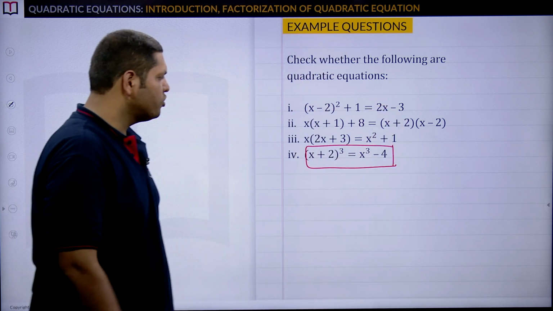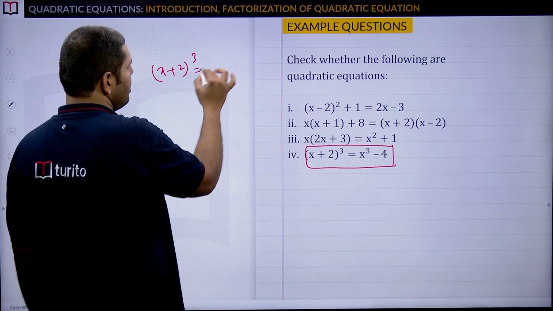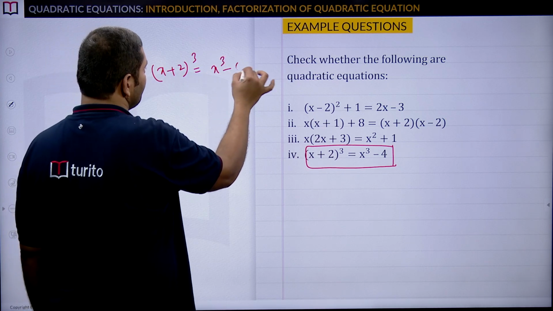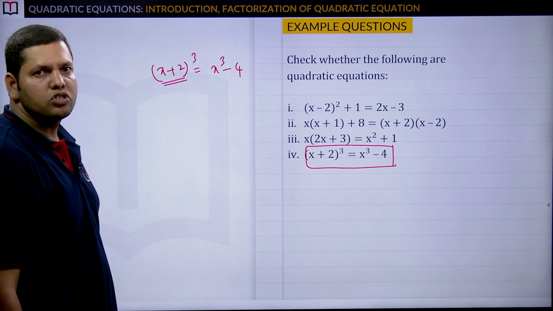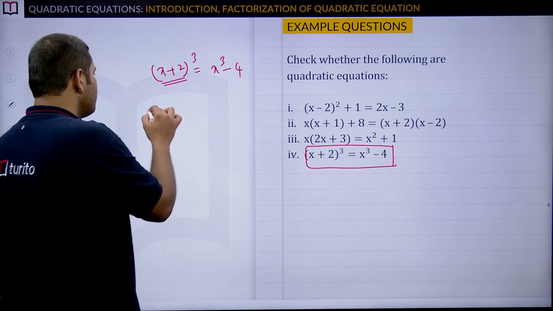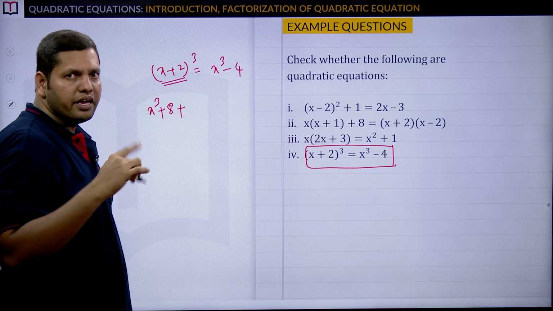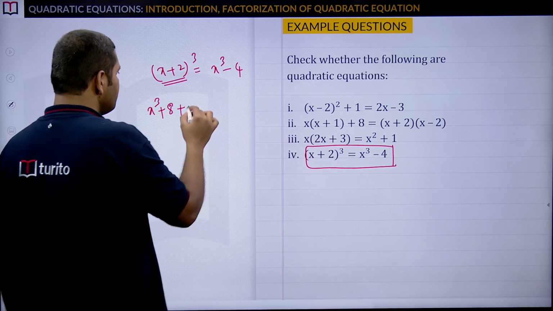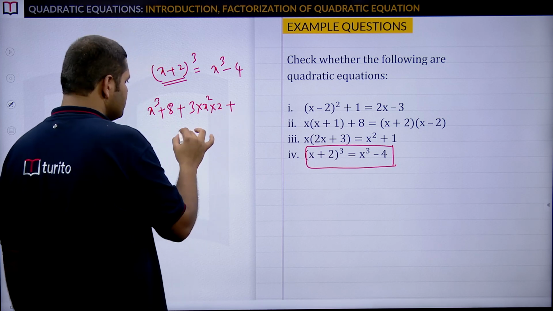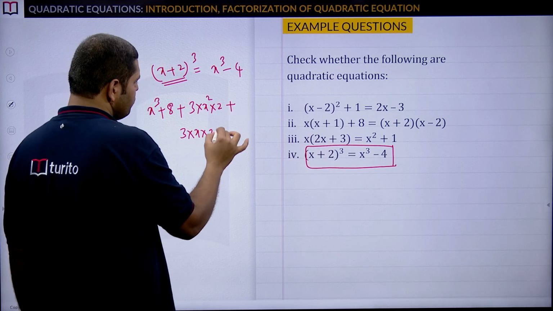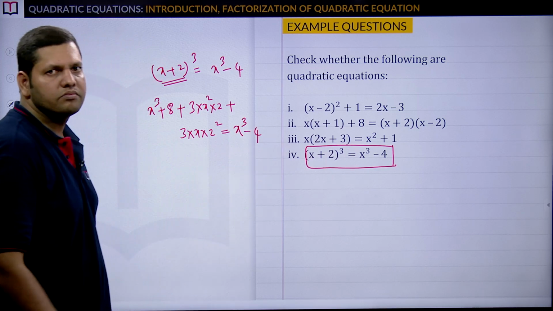So (x plus 2) whole cube is equal to what, children? x power 3 minus 4. Children, can you expand this using the (a plus b) whole cube formula? So what is the formula, children? a cube plus b cube plus 3a square b plus 3a b square. So x cube, 2 cube is 8, plus 3 into x square into 2, plus 3 into x into 2 square, is equal to x power 3 minus 4.